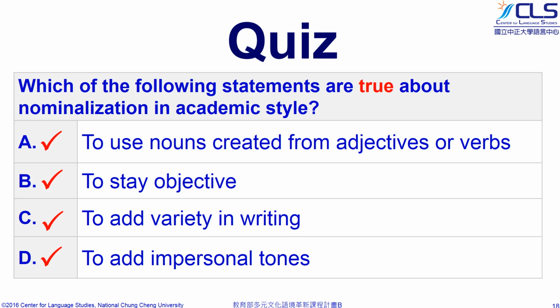Good! All of them are correct statements. We use nouns to replace adjectives and verbs to form nominalization. Nominalization adds variety in writing and also enables writing to stay objective and impersonal.